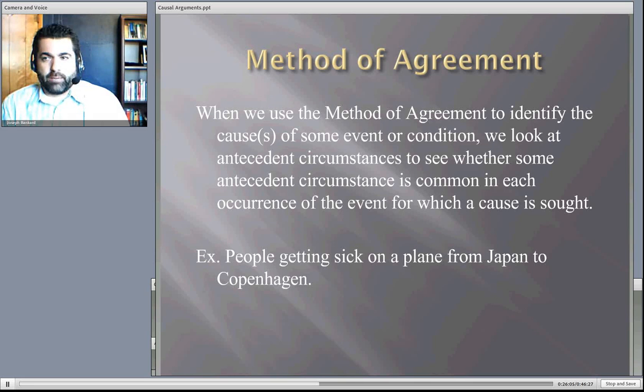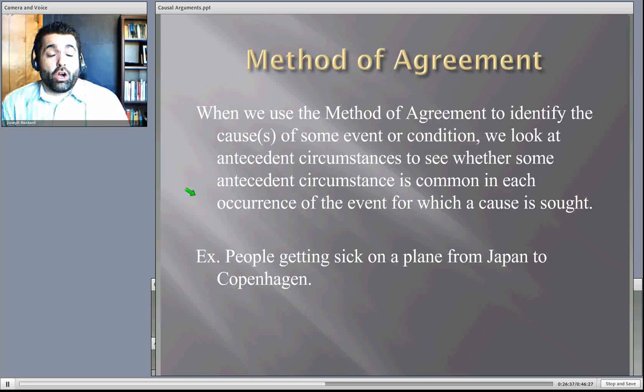Example, people getting sick on a plane. Let's say there's a plane from Japan to Copenhagen, and by the time you arrive in Copenhagen, 40% of the passengers are ill with food poisoning. Well, it's not hard to see how you might find a common cause. I'll ask you critical thinkers, what's the first thing you're going to look at? 40% have gotten ill and are throwing up in the bathrooms, right? You're going to look, what did they eat? That's not that hard.